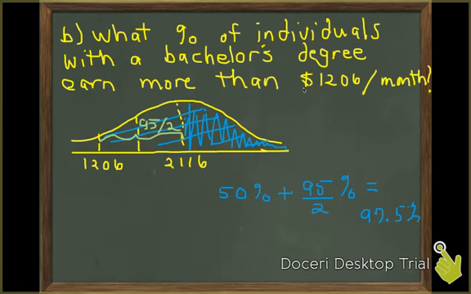So we could say that 97.5% of the people with a bachelor's degree earn more than $1,206 per month.